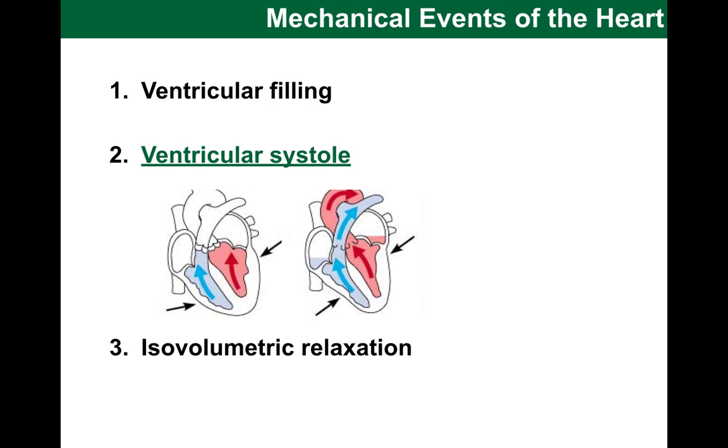It is followed by the ejection phase, during which the ventricular pressure has now exceeded the pressure in the large arteries, the pulmonary trunk and aorta, forcing the semilunar valves to open.